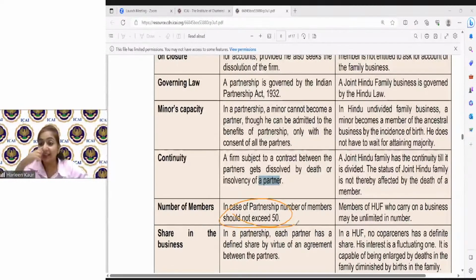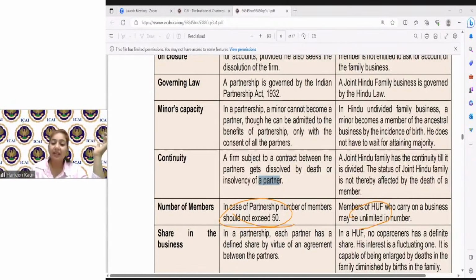And it is defined under the Companies Rules 2014. The Companies Act said that earlier the limit was 100, but now they have restricted the number of members to 50. And how many members can there be in HUF? Unlimited, as many as they like. Keep on increasing the population, they don't mind. Whosoever is born in the family which is not divided continues to be part of the business.